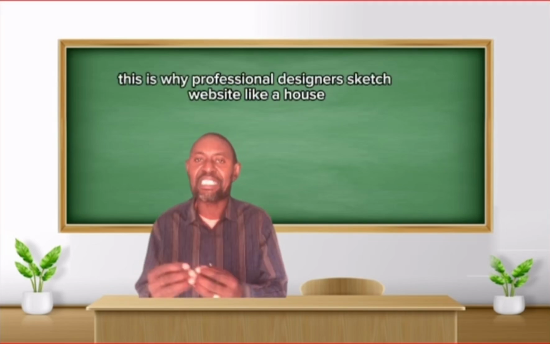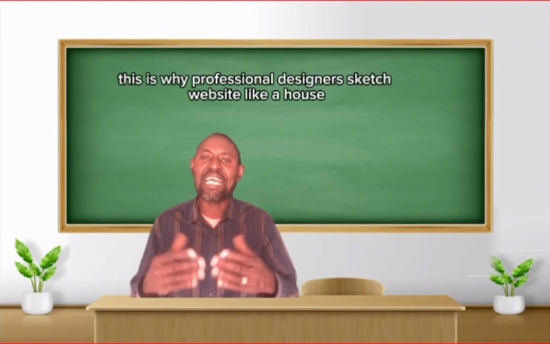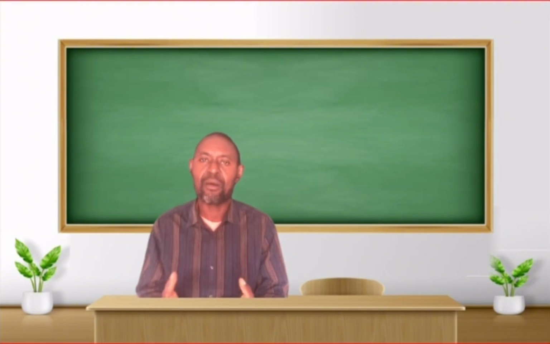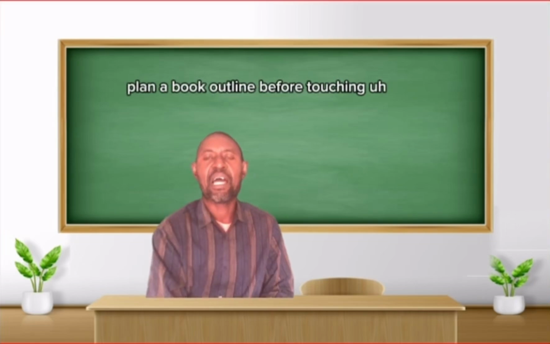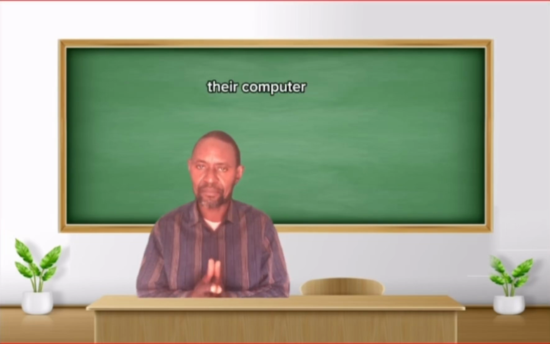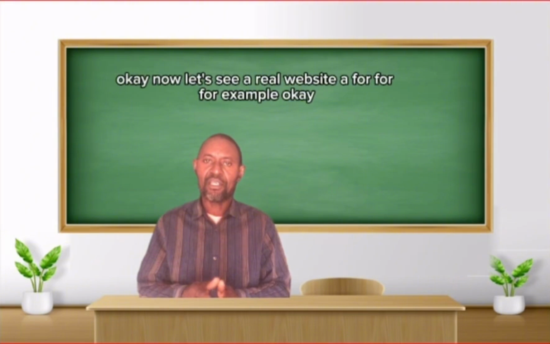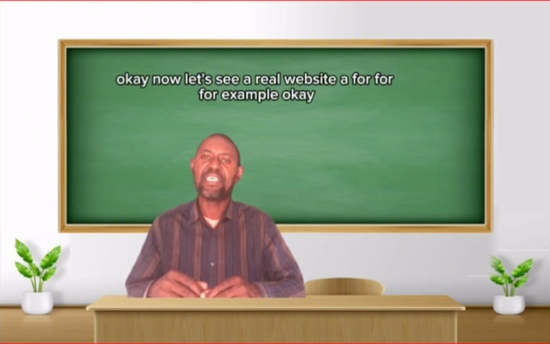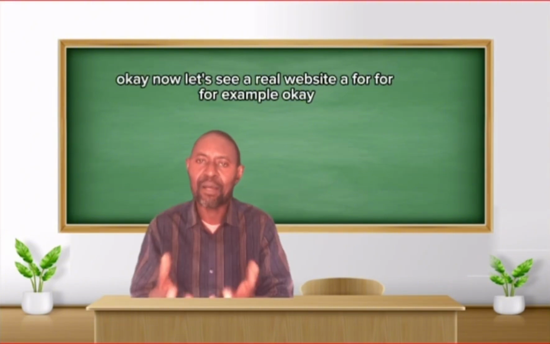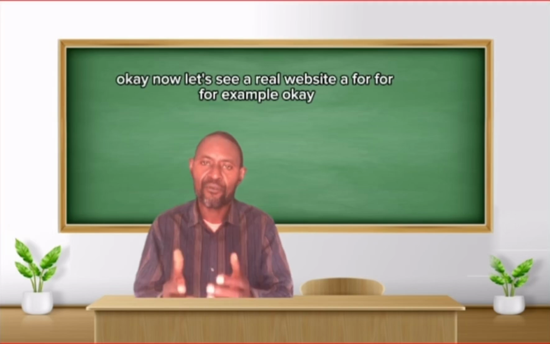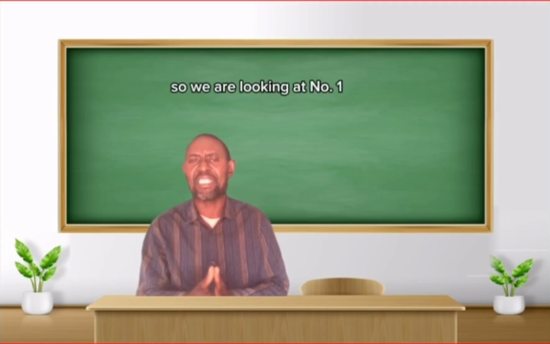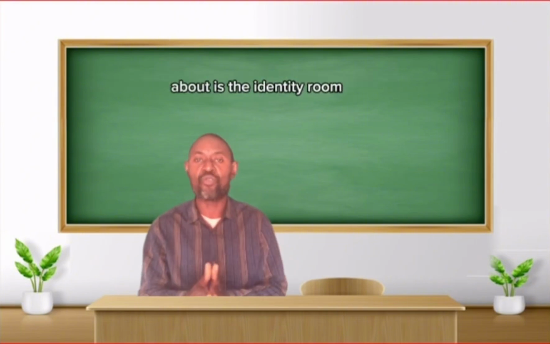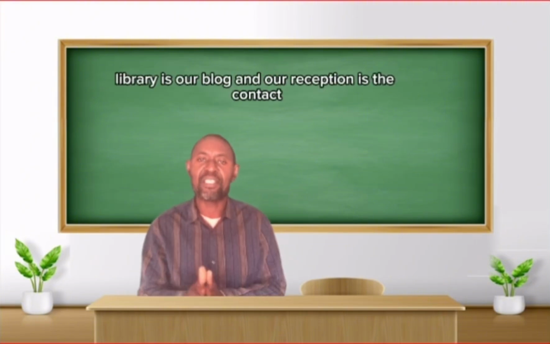Okay, so let's now apply these analogies to real life by visiting a live website. So we are looking at number one, empower2acquire.com, where our home is the living room, about is the identity room, course is the workshop, apply is dedicated for the registration room, library is our blog, and reception is the contact page.